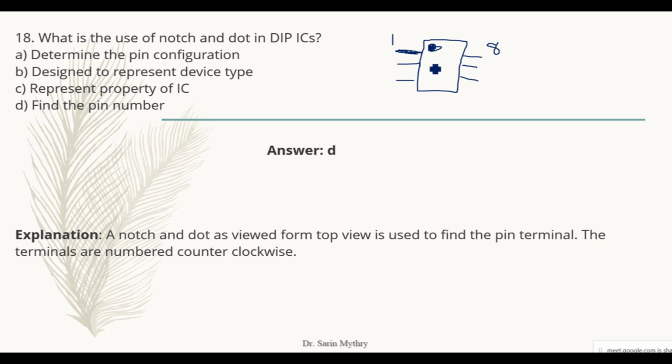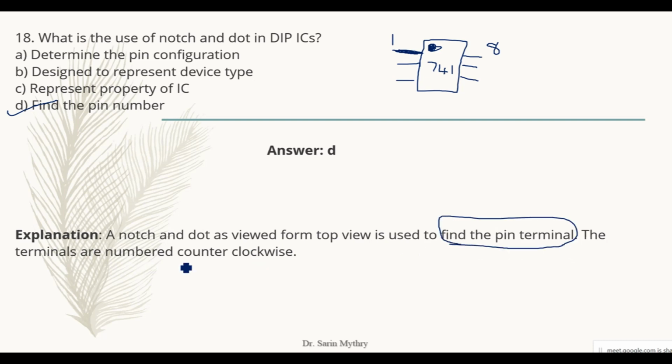So this is your IC. Let me take it as the 741 IC, which you have already seen in the laboratories. So now what is the answer? Let us see the correct option. It is used for finding the pin number. Pin number means your pin starts from the notch only. It's the first pin. So a notch or dot as viewed from the top view is used to find the pin number.